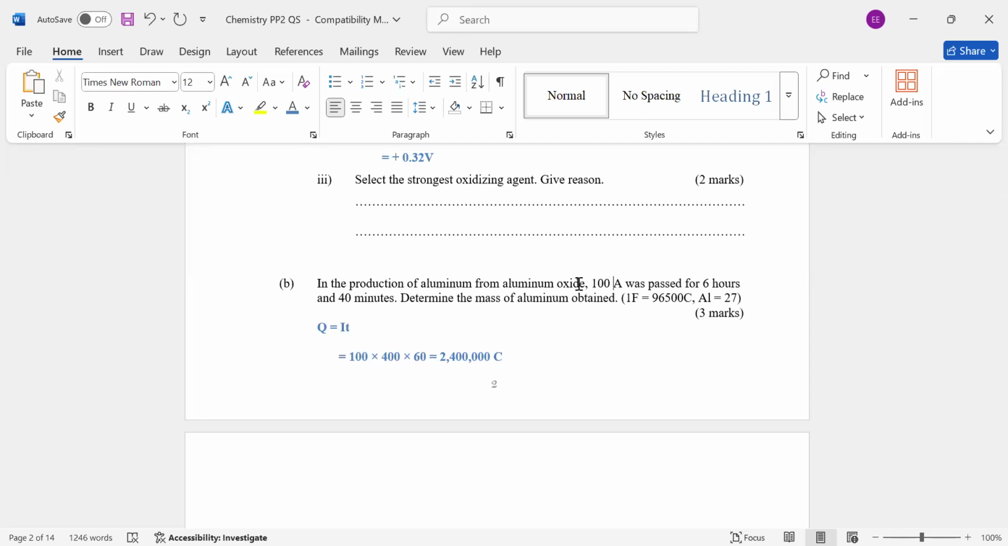It simply means that in this particular question, the charge that was used in this particular production of aluminium oxide, the total charge that was used is 2 million, let me say 2.4 million. The question is, determine the mass of aluminium obtained. But then we now have here 1 Faraday is 96,500.